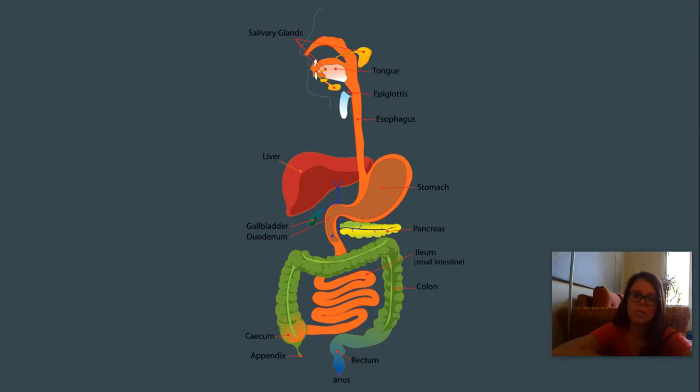So the whole point of this system is to take the things that come into the tube and get the nutrients out of the tube so they enter the bloodstream and then travel to all the cells in your body to be part of that process of making energy to keep your cells alive.